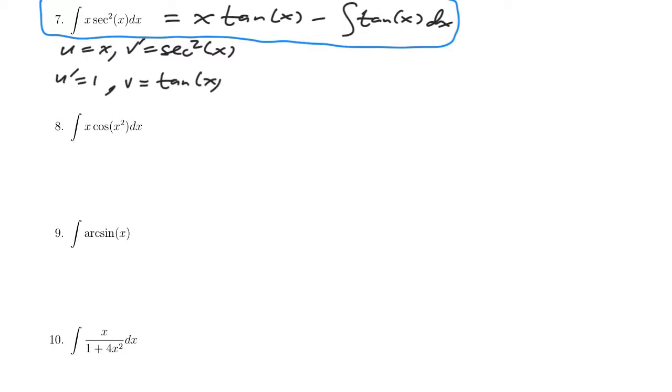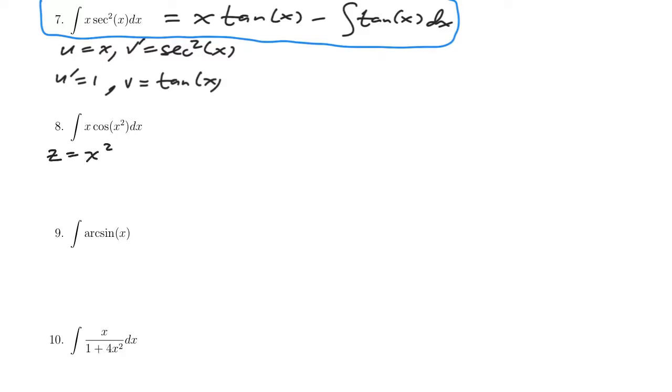In problem number 8, we see that in parentheses we have x squared, and we know the derivative of x squared is 2x dx, and there is an x dx in the integrand. So this is a case where there is something compound in the integrand whose derivative, or at least something close to it, x dx, is also in the integrand. So this suggests that we might want to try a substitution.